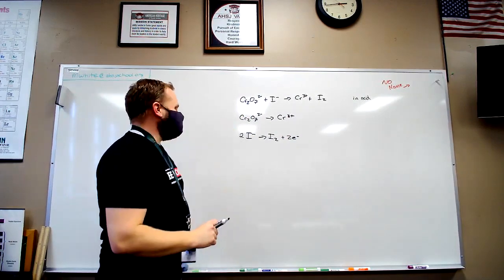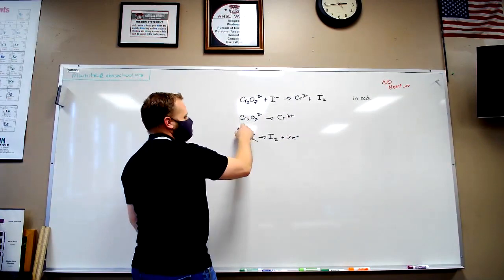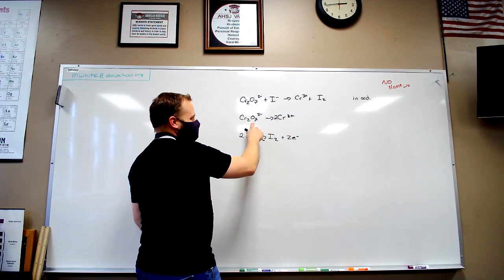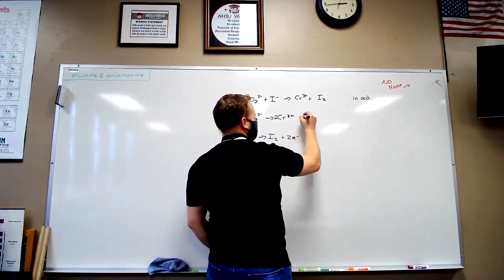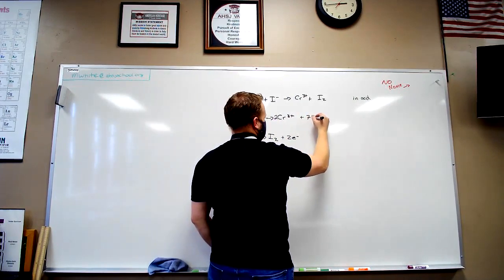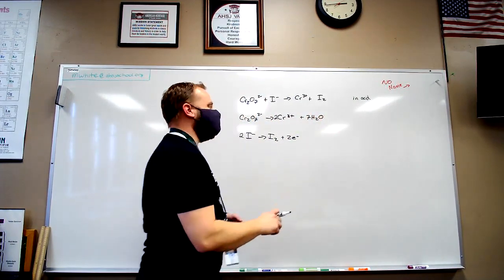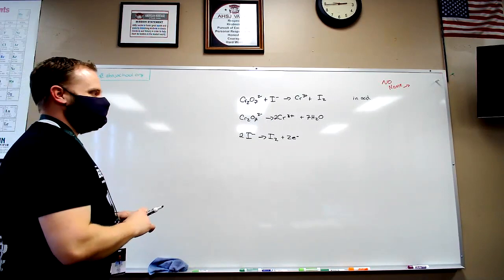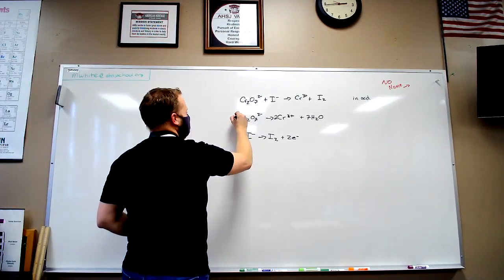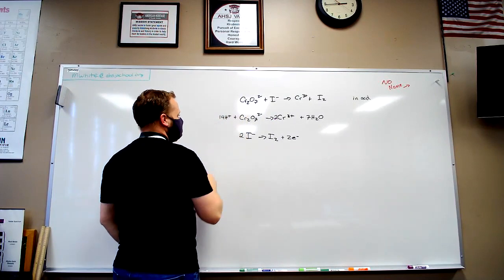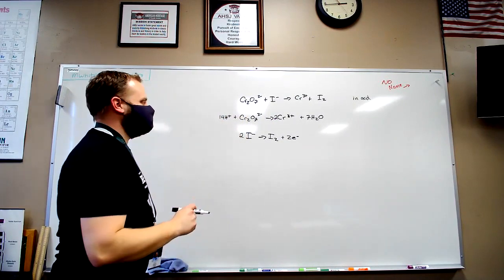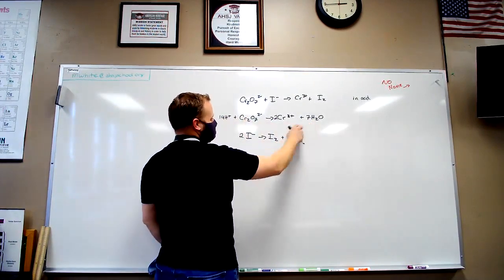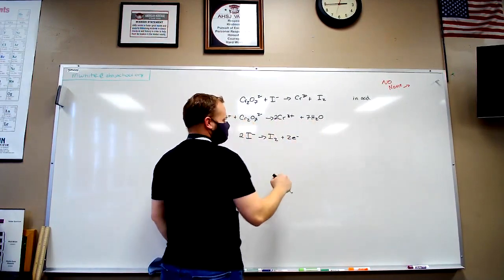Then we can come back up to our chromium here. So we have 2 chromiums. So we need to put a 2 right there. 7 oxygen. Remember, we're doing this in acid solution. So we add 7 waters across from the oxygen. That introduces hydrogen into the mix. But since we're in acid, we can add 14 H plus over here. So now, double check. So we have 14, 14, 2, 2, 7, 7.